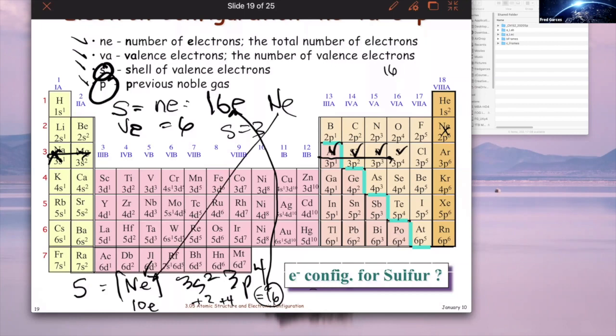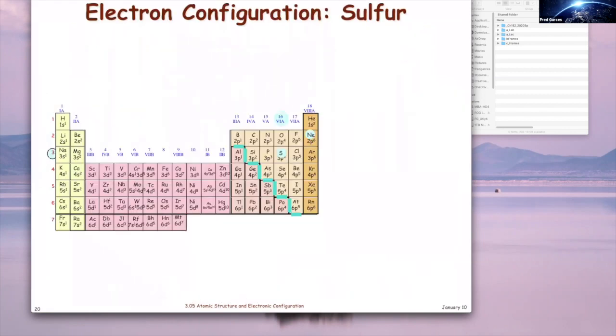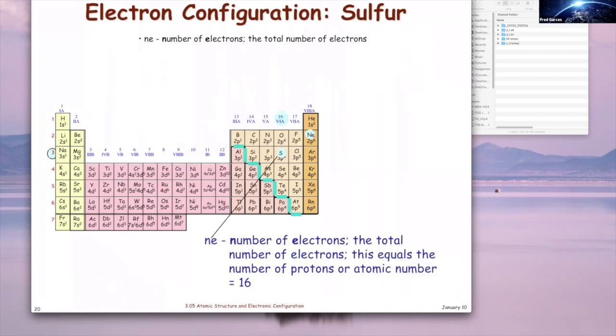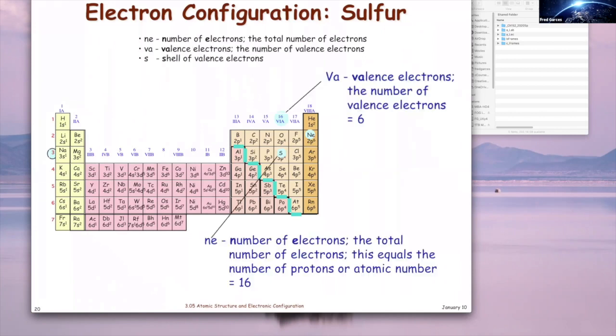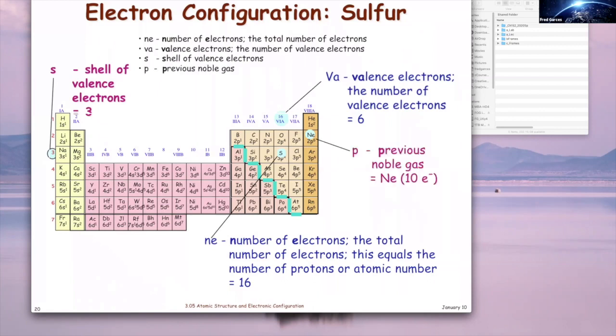The valence electrons, 2 plus 4 is 6. And the valence shell is 3. Okay? Periodic table. That's the best way. Let me give you another example. And here's the summary of what I just did. Much cleaner than my writing. So that's basically the summary of what I did.